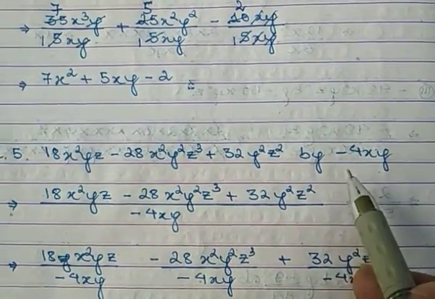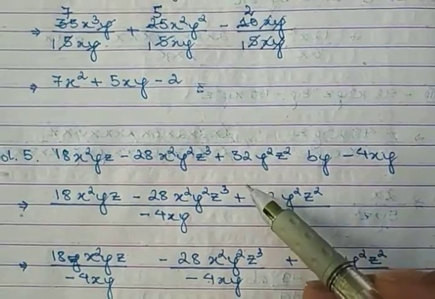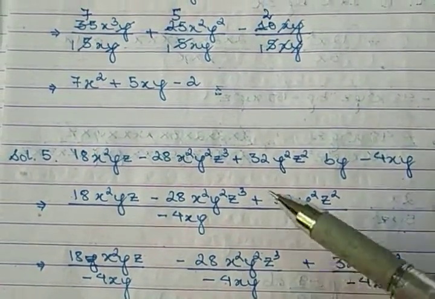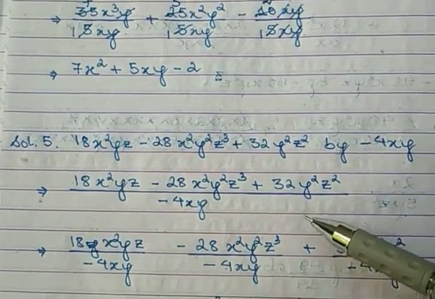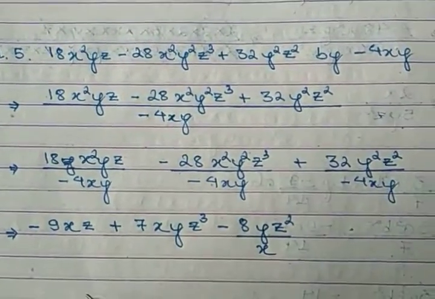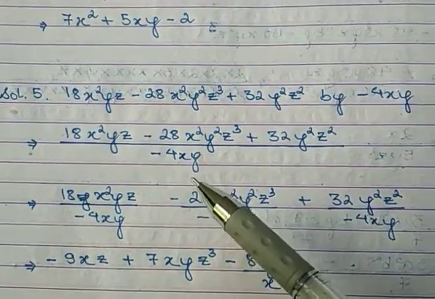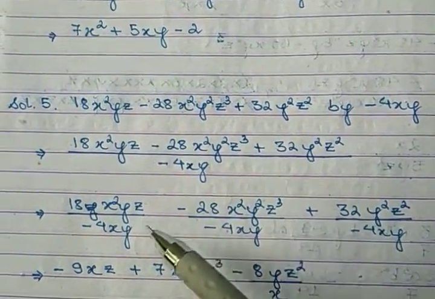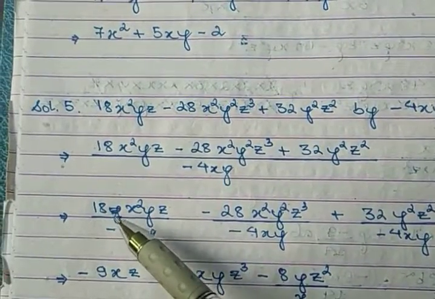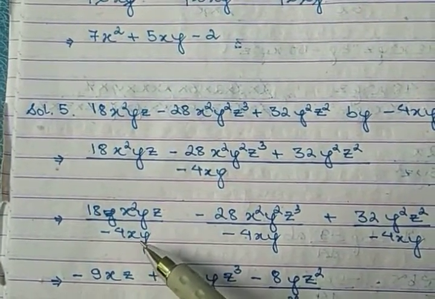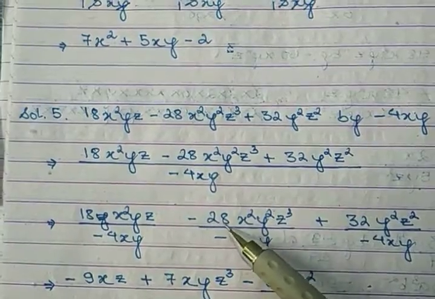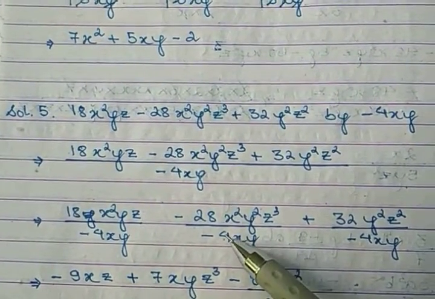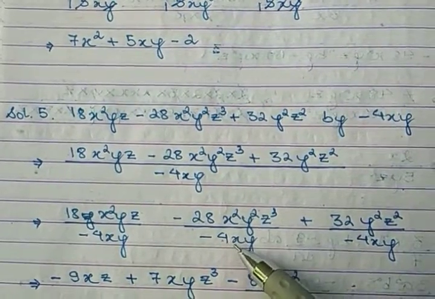Okay, so what I've done here, I've converted from the question form to the fractional form. Okay, till here that is the same thing what we have done in the previous question as well, isn't it? So from the fractional form, as I said, the monomial, the divisor will divide each and every term of the numerator, isn't it? So that is why I have separated. See, 18x squared yz divided by minus 4xy, minus 28x squared y squared z cube divided by, now this one, see, the negative sign will remain, minus 4xy.